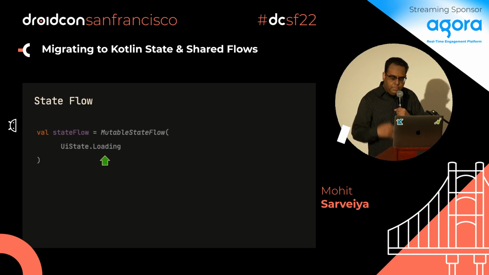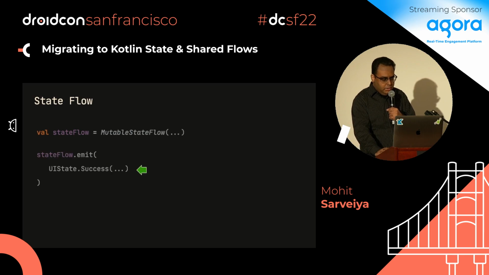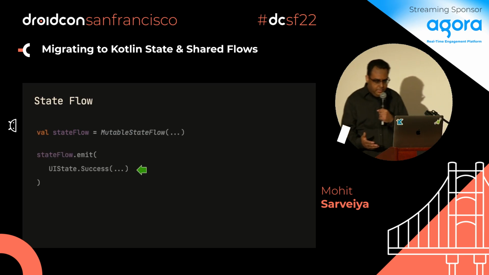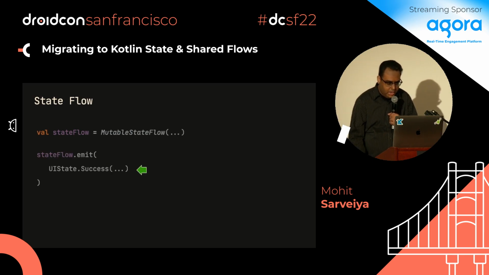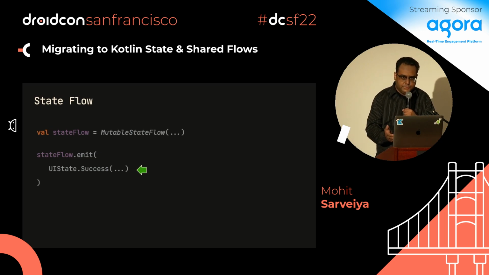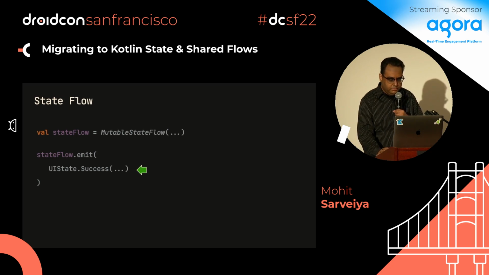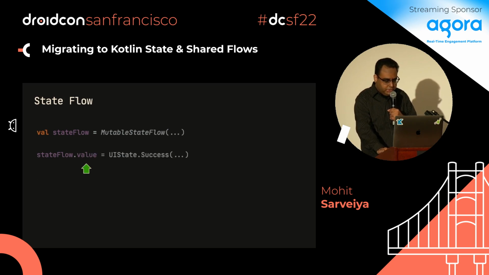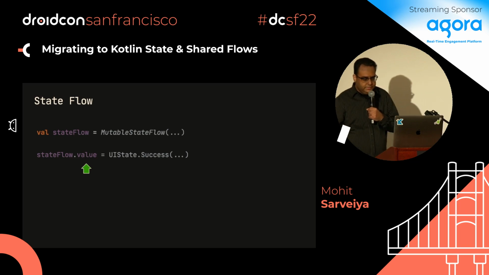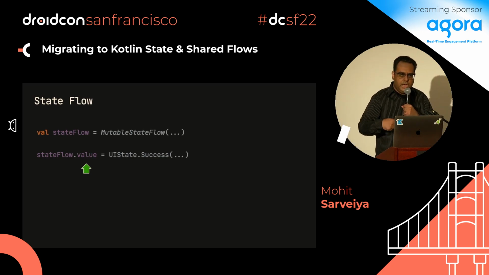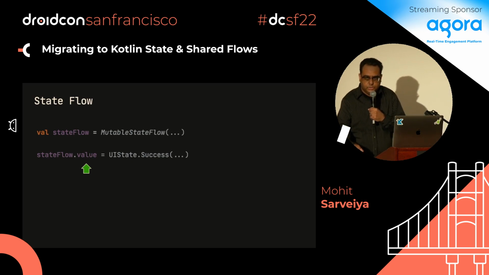So how do you push to this state flow? There are different ways to do it: suspending ways, non-suspending ways. One way is using an emit method, which is suspending, in which I am passing in, for example, a successful state. Every time I transition from one state to another, I'm going to push to my state flow. Another way, which is non-suspending, is to use dot value. One thing important to understand is that when you push something to a state flow, it caches the most recent item that you had sent to it.